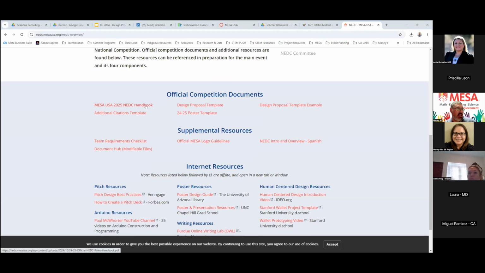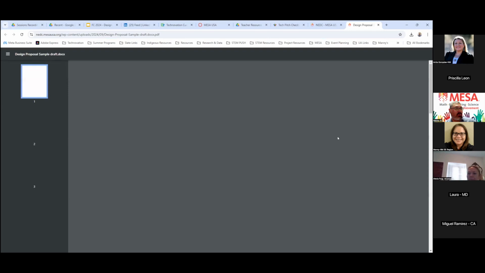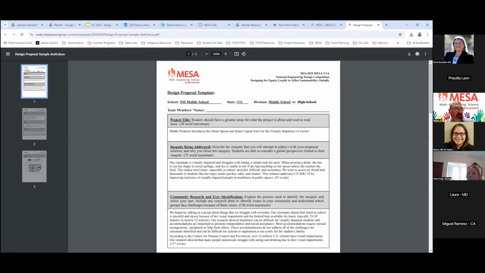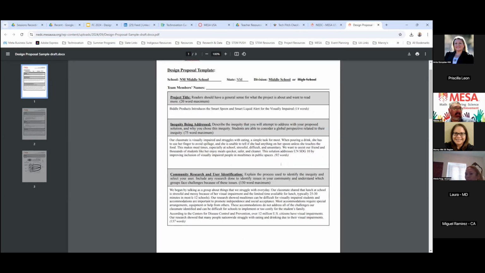So you can see there's the handbook, obviously, but there's also the design proposal template and then the design proposal example. It's called template example, but if we bring that up, we can see the PDF form, right? And it's completed. And we did ask the team's permission. They gave us permission to borrow their idea for the design proposal.